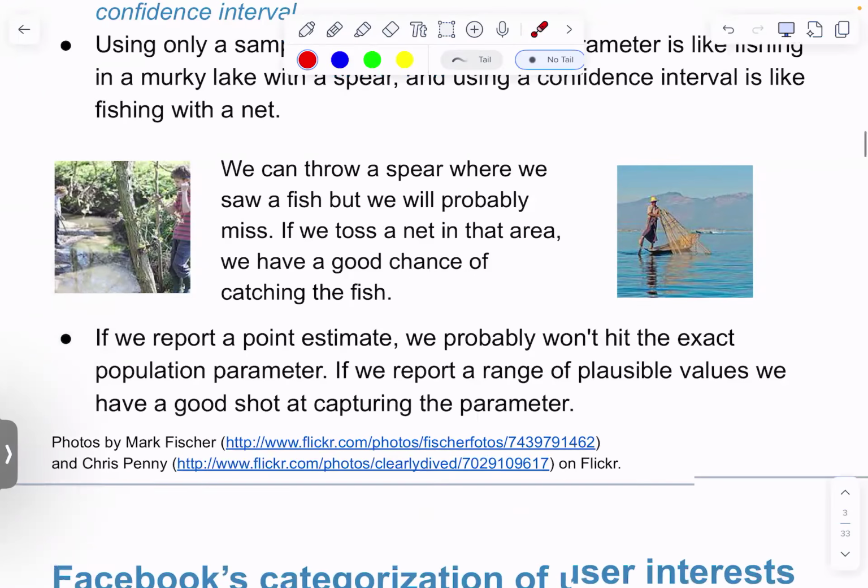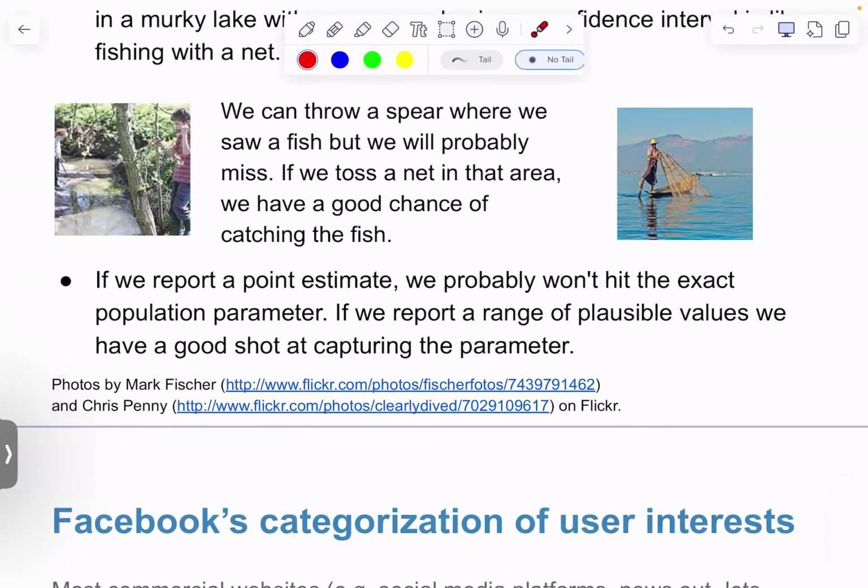With all these fishing analogies, if we report a point estimate, we probably won't hit the exact population parameter. I think everyone can agree that's pretty reasonable. Of course you wouldn't, because every time you collect a new sample, the sample proportion is going to change slightly. But if we report a range of plausible values, then we start to see, okay, is this a reasonable value for P?